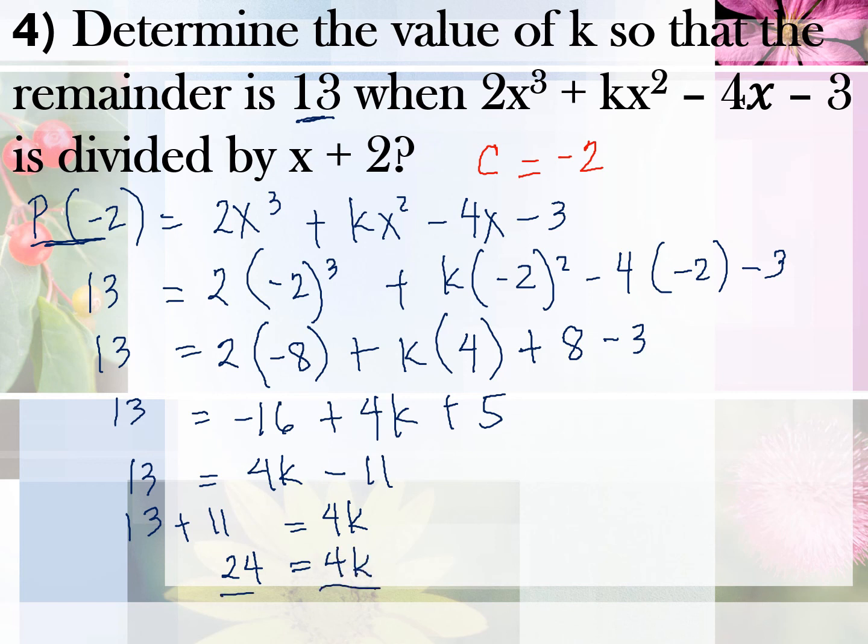And then, divide both sides by 4 para ma-solve na natin yung k. Cancel na dito yung 4. Then, 24 divided by 4 is 6. So, yung value ng x natin, or ng k rather, ay 6. So, we have k is equal to 6. Ang magiging value na niya dito, magiging 6 na siya. So, ang final answer, 2x cubed plus 6x squared minus 4x minus 3. Kapag dinivide sa x plus 2, ang remainder ay magiging 13 na.